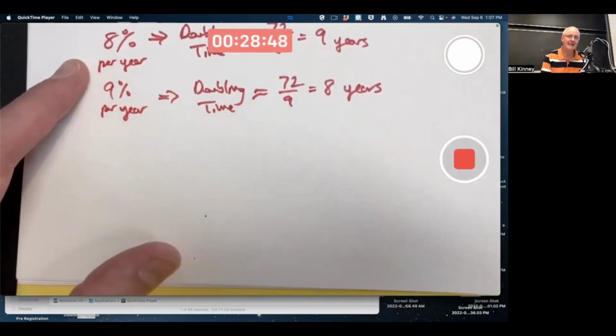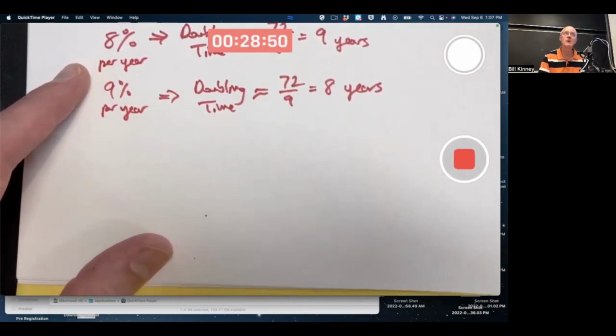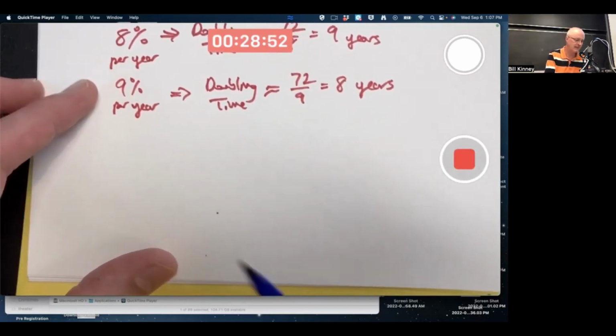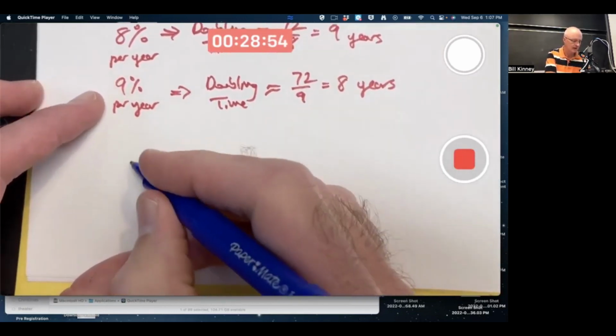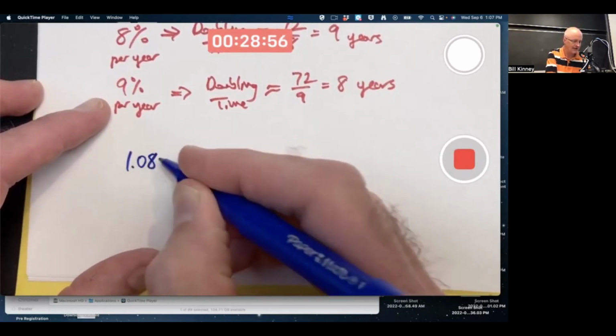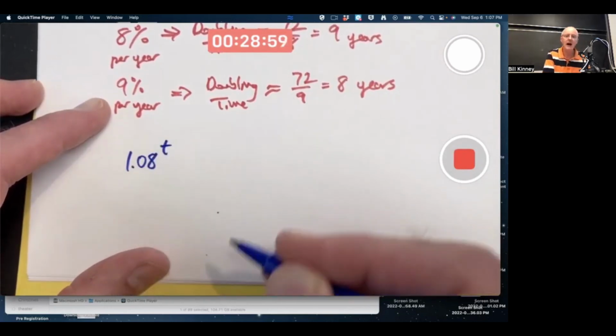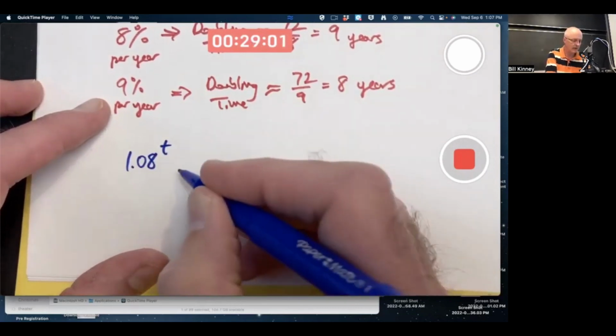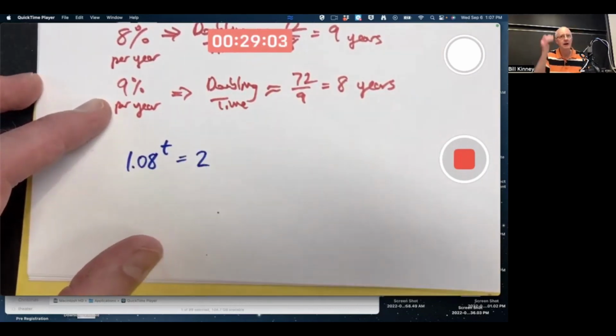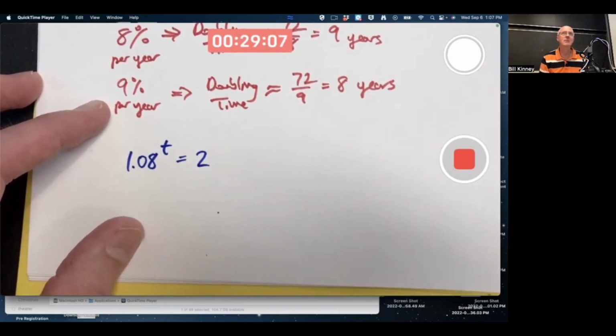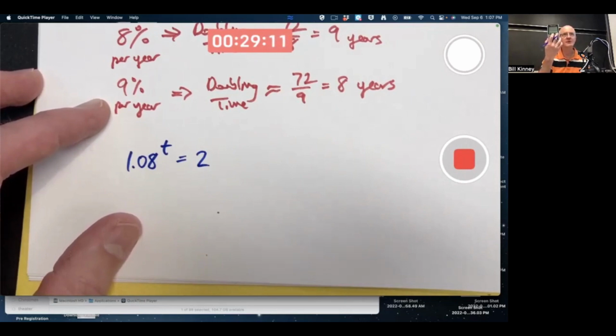To find the exact doubling times, you can use logarithms. You thought about that some last week. 1.08, let me use the t power for time, to the t power equals 2. How do you solve for t exactly? Take the log of both sides. But wait a minute, which log? Well, you want to use your calculator, so you use either natural log or log base 10, common logarithm.